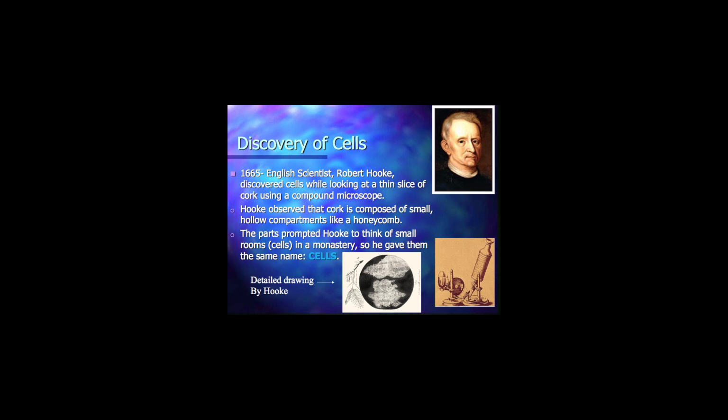Cork is like the bark of a tree, and when he looked at this dried cork, he noticed that it had these little boxes in it, little compartments, and he thought that it looked like the rooms in a big monastery. A monastery is where monks lived, and they had solitude in those little rooms, and so he thought this was what they called cells, and he gave them the name cells. It looks like there's little cells here.